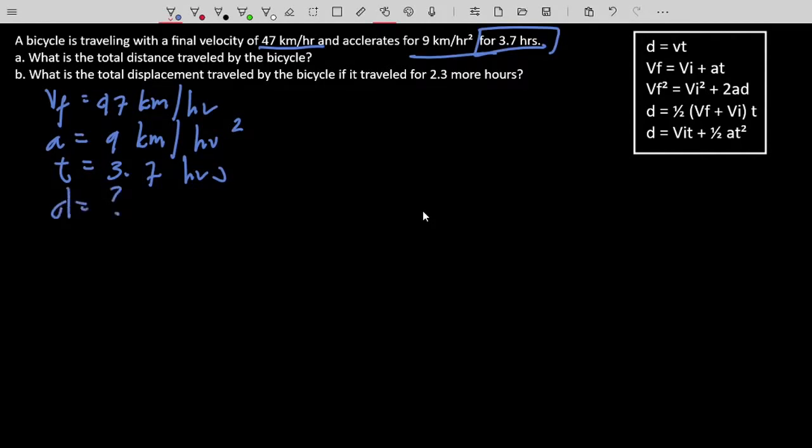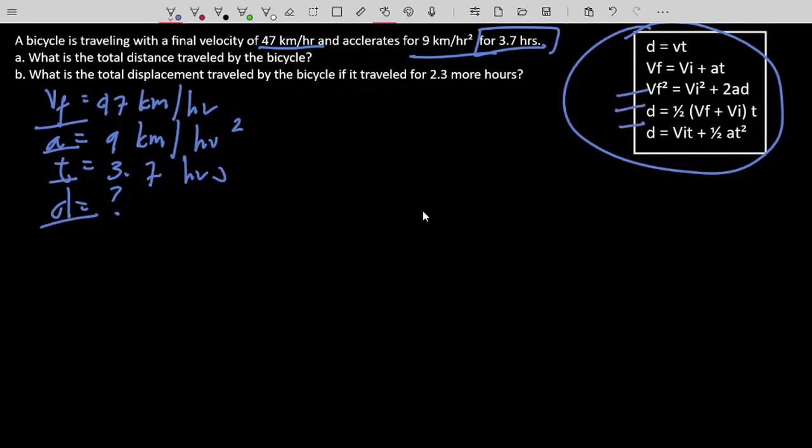Now, which of these formulas are we going to use that have final velocity, acceleration, time, and displacement? These three formulas are the ones that are possible to be used. But these formulas require the initial velocity, and we do not have the value of initial velocity yet. So let's first find the value of initial velocity using this formula.